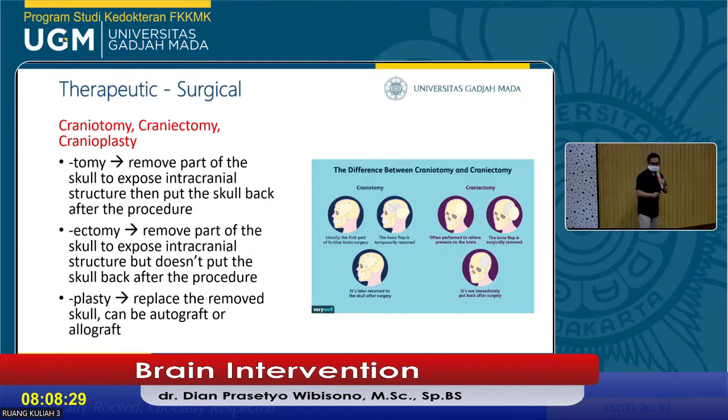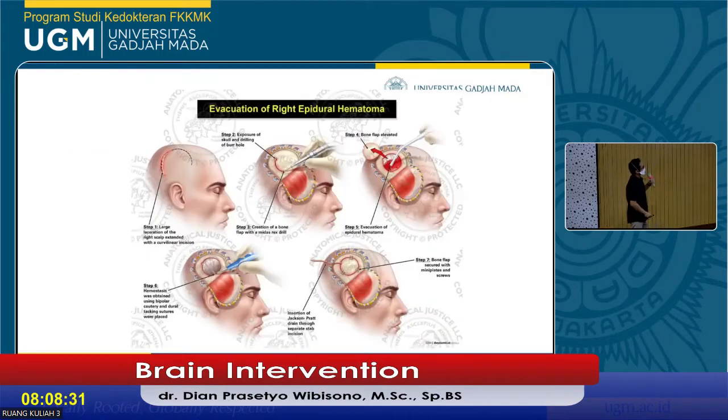Is it clear? Okay, this is the example. This is a patient with epidural hematoma, an accumulation of blood in the epidural space. The blood has to be removed. So the first step, we make an incision so we can expose the skull. After we expose the skull, we have to remove the skull, because the hematoma is located beneath the skull.